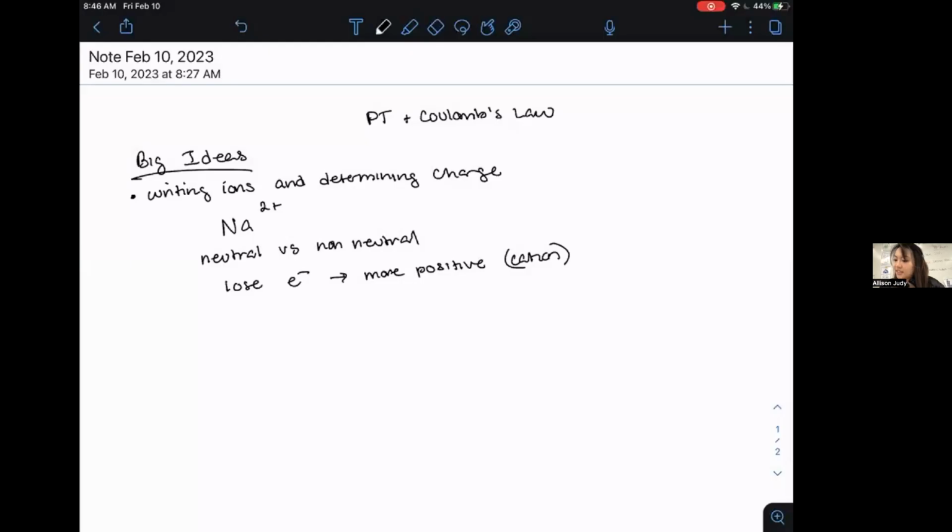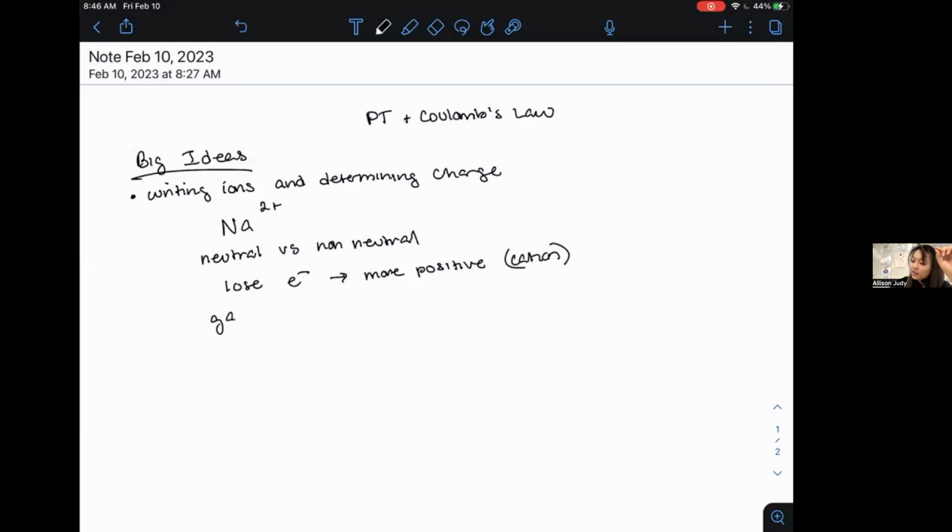Okay, so big idea number one: writing ions and determining charge. Sodium 2+ would be an example. We're really analyzing your understanding of neutral versus non-neutral atoms. And if you lose electrons, you become more positive. We call that a cation. You take on a positive charge.